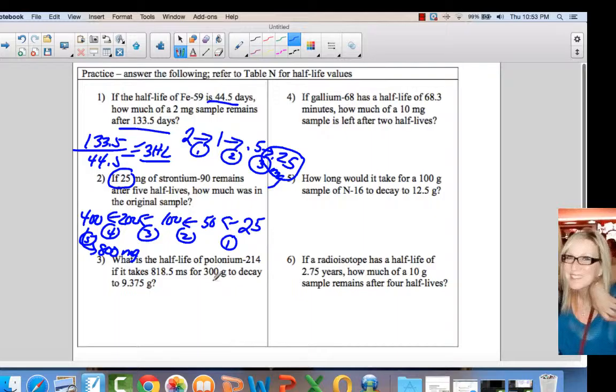What is the half-life of polonium-214 if it takes 818.5 milliseconds for 300 grams to decay to 9.375 grams? So first thing I see is I have a starting mass and an ending mass. I want to see how many half-lives took place. I need half of 75, which is 37.5. And then half of that, 18.75, and then half of that, 9.375.